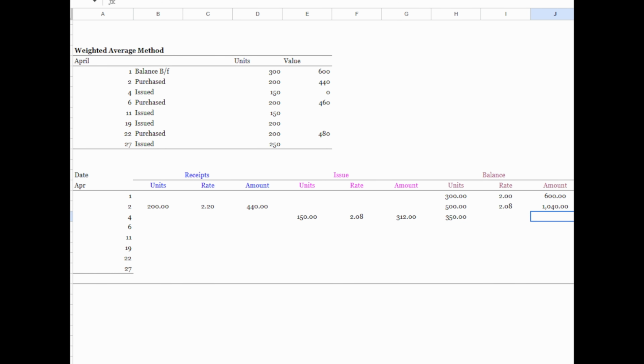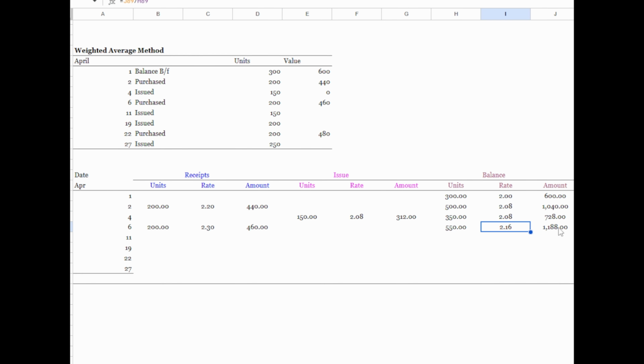Then here it is 728. Similarly, you calculate weighted average balance. Next transaction on 6th, there is a purchase of 200. So 200 at a value of 460. So the unit rate would be 2.3. Now update the balance. You have to add these two. So this becomes 550. Then you have 728 plus 460, which is 1118.